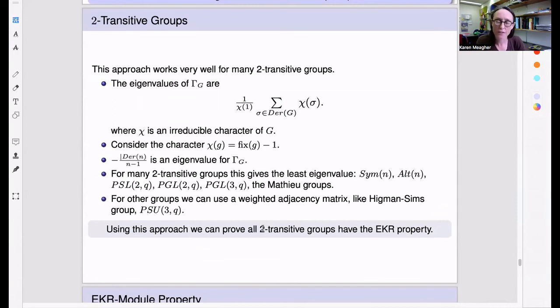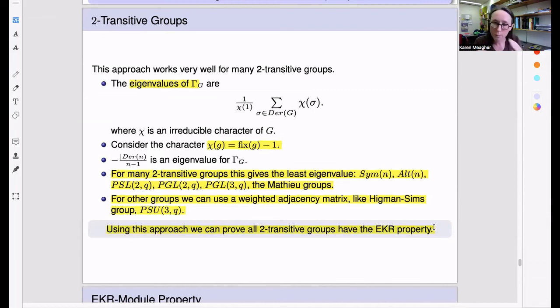One thing that's really funny is that for two-transitive groups, this works really, really well. When you're looking at two-transitive groups, we can calculate the eigenvalues from the irreducible representations. When we're two-transitive, we have a character that works perfectly, giving us exactly the right number that we want. For many two-transitive groups, this approach will work to show that they have the EKR property. For some other two-transitive groups, we have to use a weighted adjacency matrix, but they're really simple weighted adjacency matrices that work. Whenever your group is two-transitive, it's going to have the EKR property, and it's essentially this ratio bound that just seems to work over and over.